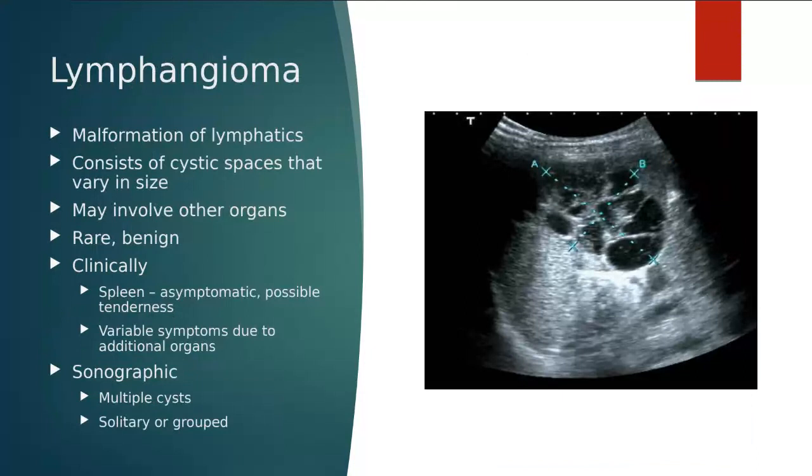Next, we have lymphangioma. So this is a malformation of our lymphatic channels, which we are going to learn about in our next PowerPoint. It's going to consist of these cystic little pockets and spaces that vary in size. It can involve other organs, but we're mainly going to see it just affecting the spleen. They're rare, benign. Clinically, the patient will be asymptomatic. They could have possible tenderness of the spleen. And then if it is affecting any other organs, they can have some symptoms produced from that as well. On ultrasound, we're going to see a collection of multiple cysts that are usually going to be grouped together.